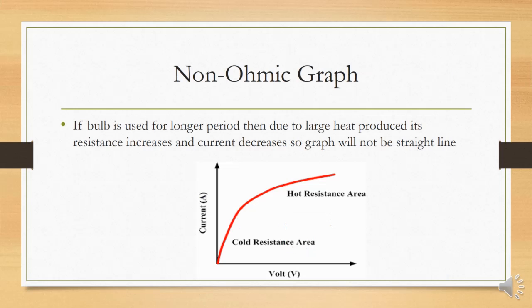And in the case of a non-ohmic graph, if the bulb is used for a longer period, then due to the large heat produced, its resistance increases and current decreases. So the graph will not be a straight line. So this is called non-ohmic behavior. Thank you very much.